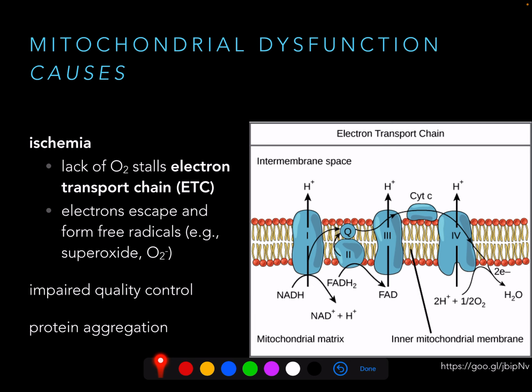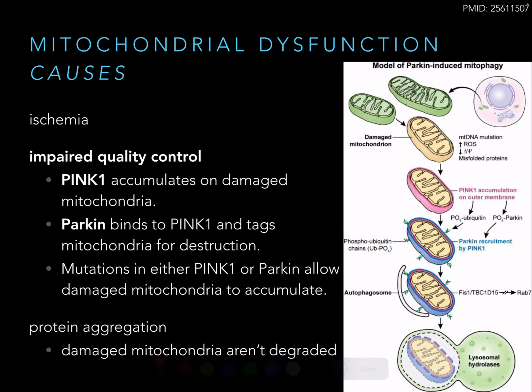Now, without that oxygen around, right, we've gone through ischemia, then the electrons don't get put into water. Instead, those free electrons float away and form free radicals, or the reactive oxygen species, like superoxides and things like that. These then go and damage the cell willy-nilly. Mitochondrial dysfunction can also occur because the cell just simply doesn't clean up the mess.